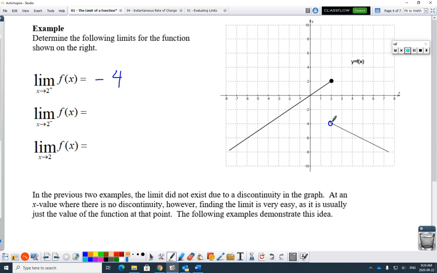Okay. Limit as x approaches 2 from the negative side. That means come from the left side. As I come in from the left side towards 2, where's the function heading towards? 2. So then what would you say about limit as x approaches 2? Not left side, not right side. It's like the conclusion of the whole thing. What would you say about that limit? It doesn't exist. These two have to come out to the same thing.